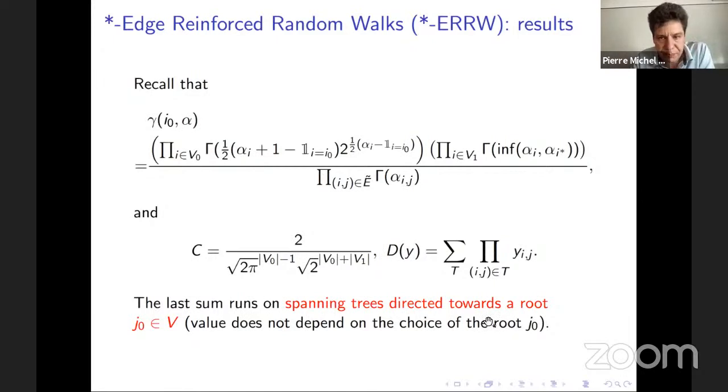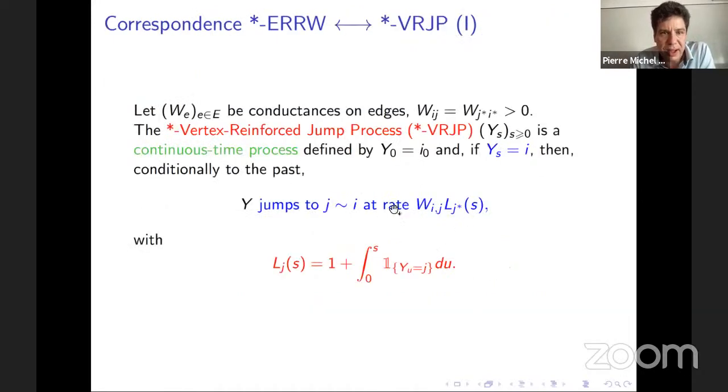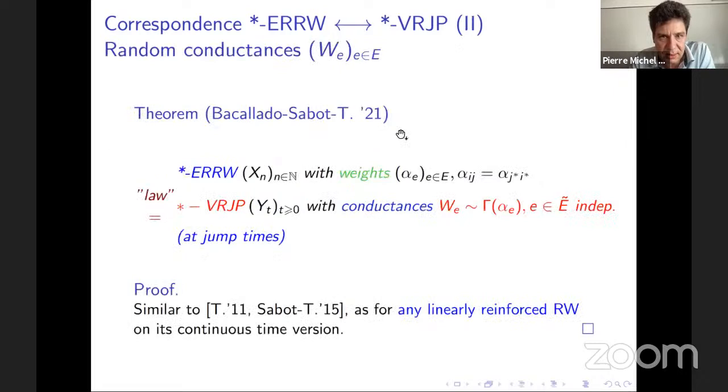Okay, so now the star vertex reinforced jump process. It is defined as the vertex reinforced jump process, but it jumps from a site to another, from i to j, at a rate which is wij lj star. And again by the same technique, in my paper in 2011 and the paper with Christophe in 2015, you get that the star edge reinforcement above can be seen as a mixture of star vertex reinforced jump process.